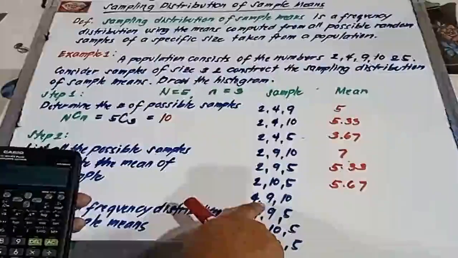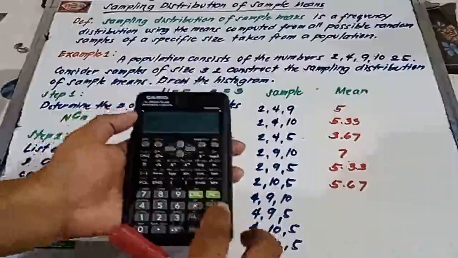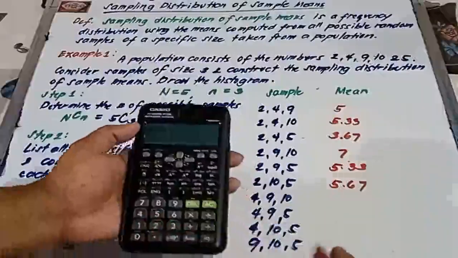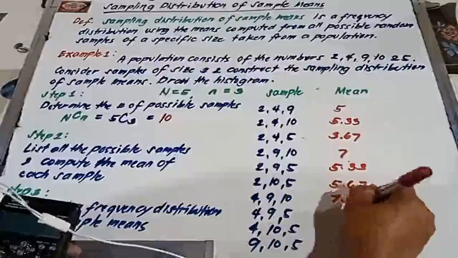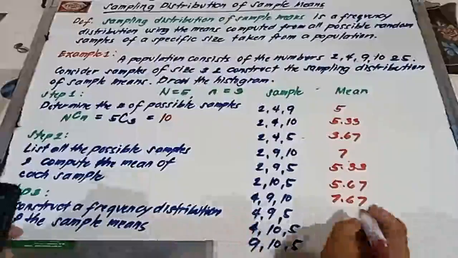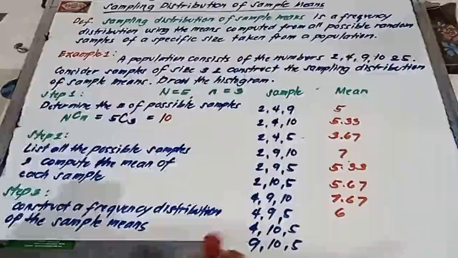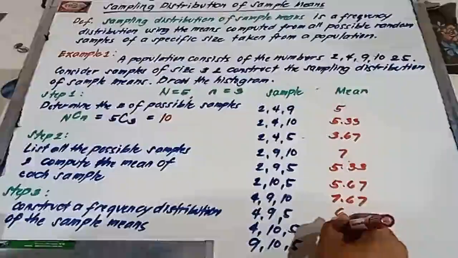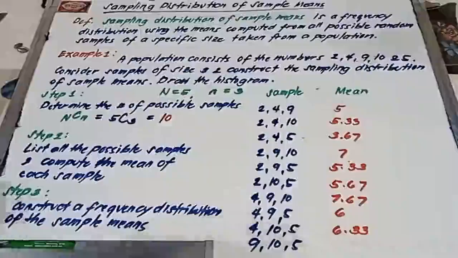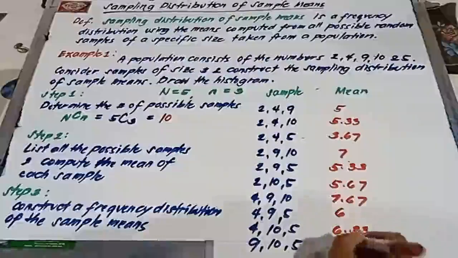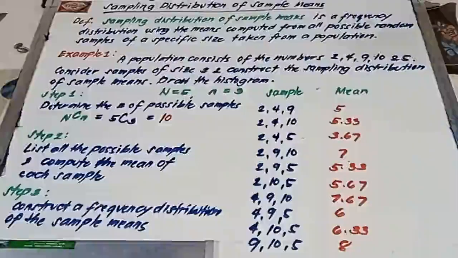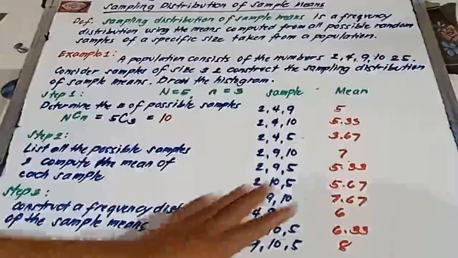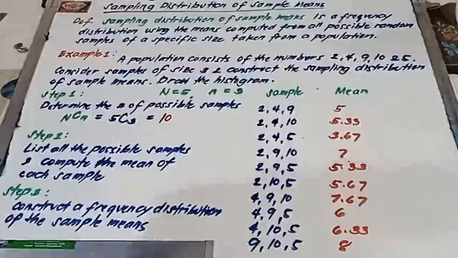And then this is 23 divided by 3, 7.67. This is 13. 18 divided by 3 is 6. This is 19 divided by 3, 6.33. And the last is 24 divided by 3 is 8. Okay? So, nakuha na natin, o na-list na natin yung all possible samples at na-compute na rin natin yung mga mean ng bawat sample. So, the next is step number 3.